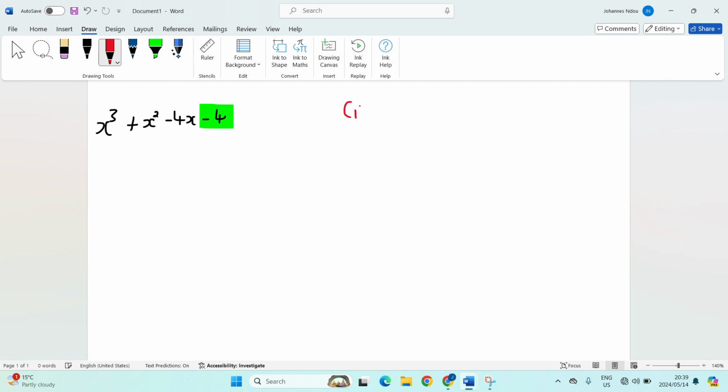If I replace x with 1 in the expression, it will be 1 to the power of 3 plus 1 squared minus 4 times 1 minus 4. Now does it work? Well, let's see. 1 cubed is 1, plus 1, minus 4, minus 4, and this gives us negative 6. Okay, so it is not equal to 0, and therefore we can't use this one. But now let's try negative 1.